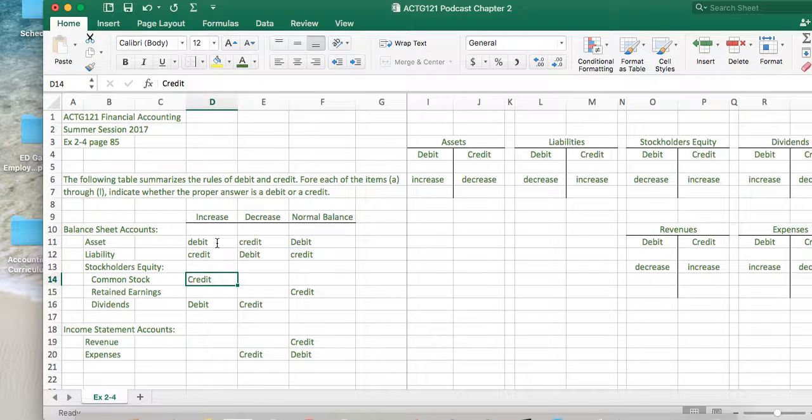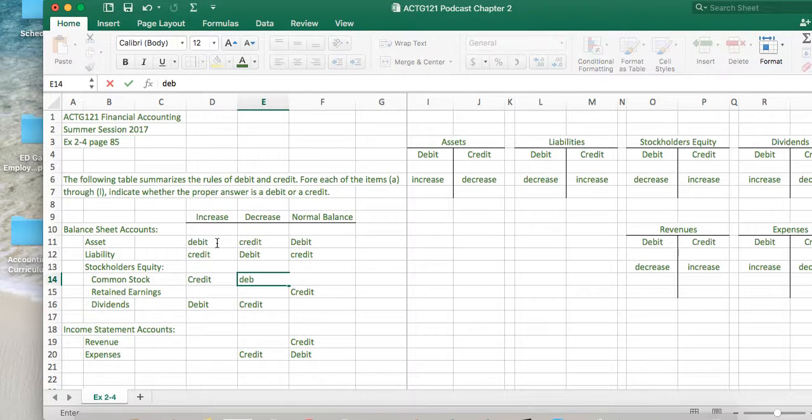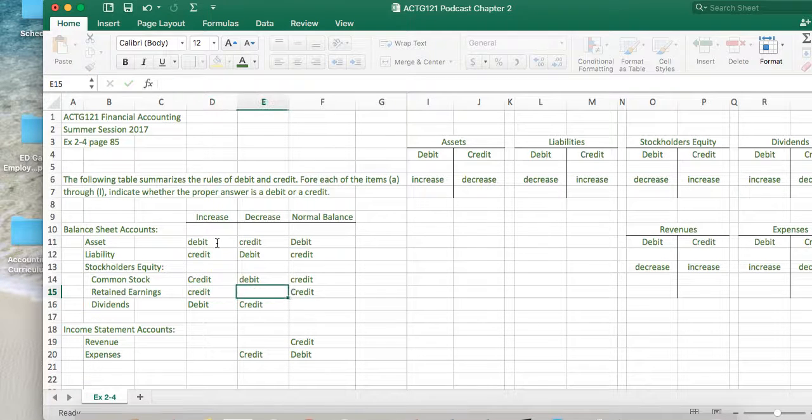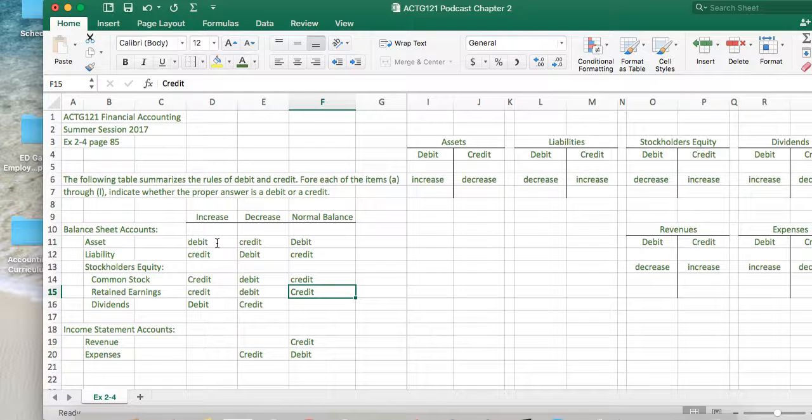Common stock is stockholders' equity, increases with a credit, therefore it decreases with a debit. The normal balance would be a credit. Retained earnings, again, moves the same way. Increases with a credit, decreases with a debit. Its normal balance is a credit, the increase.